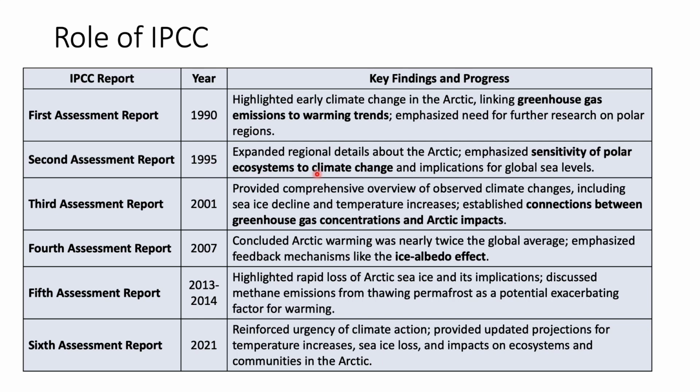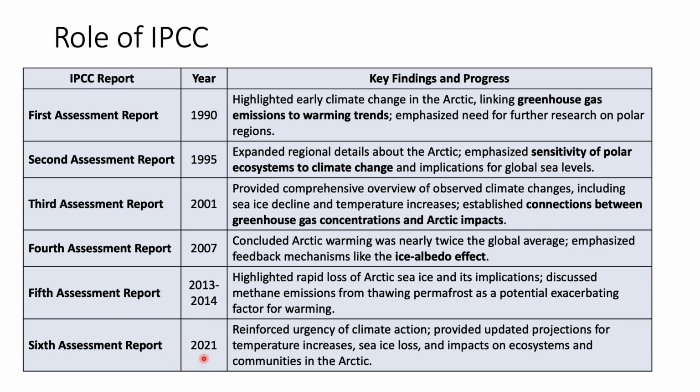Then in the second report, they said the sensitivity of polar ecosystems to climate change has been identified. In the third assessment report, they identified the connection between greenhouse gas concentration and the Arctic impact. And in the fourth assessment report, they mentioned the ice albedo. Like that, from various further reports, they started mentioning all the changes happening.